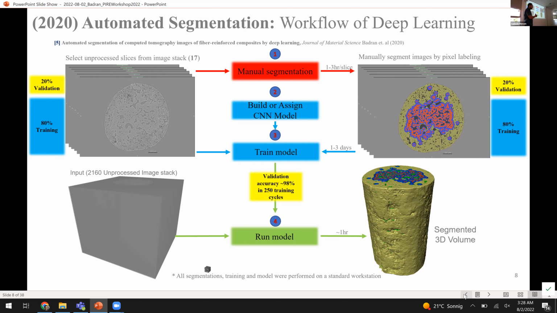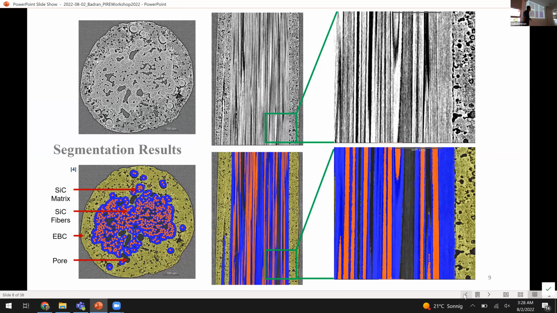But what you get at the end is that you introduce a volumetric image. So this is 2,000 images, a stack of cross-sectional images laid together, and you run a model, and then a segmented volume comes up. So these are results of how the model operates on a cross-sectional view, decides where the fibers and the matrices are, and then stacks them together. So you're actually now able to differentiate between the phases that you have, whether fibers or matrix.